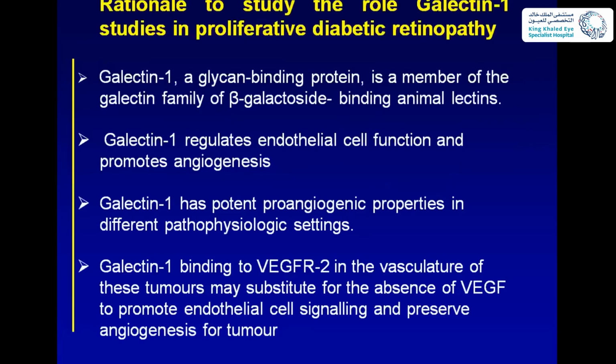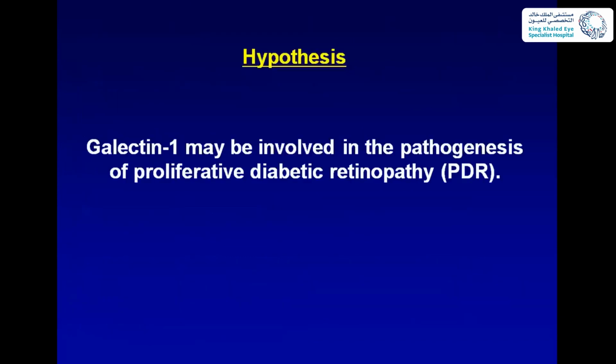This galectin is actually a glycan binding protein, a member of the galectin family of beta-galactoside binding proteins, and it regulates endothelial cell function and promotes angiogenesis. You can say it has potent pro-angiogenic properties in different pathological settings. As I told you, galectin will bind to the VEGF receptor as a substitute of VEGF to promote endothelial cell signaling and sustain angiogenesis, for example in tumors. So the overall hypothesis is that galectin-1 is also involved in the pathology of PDR. How interesting that this molecule is also playing a major role in the pathogenesis of PDR.